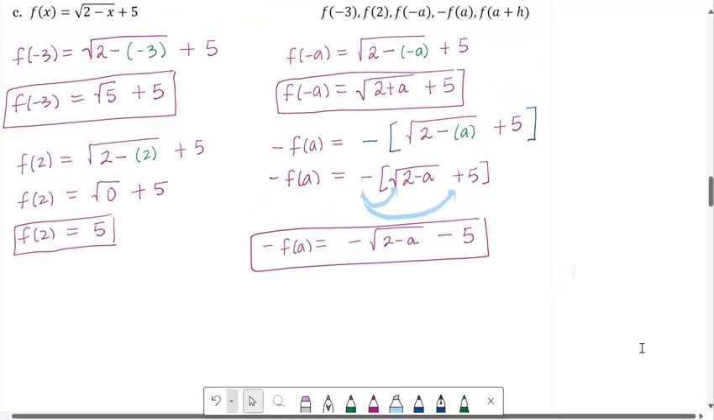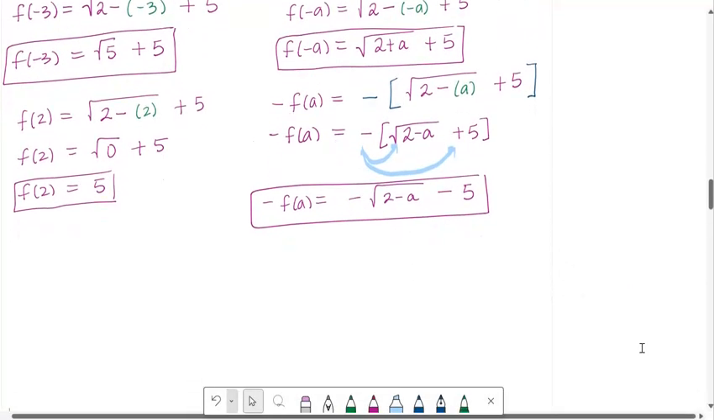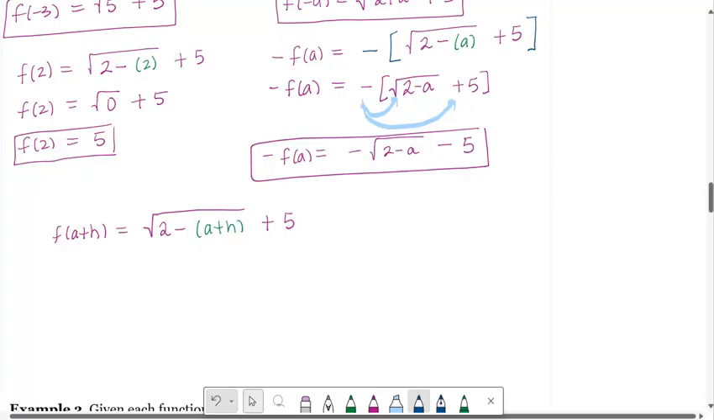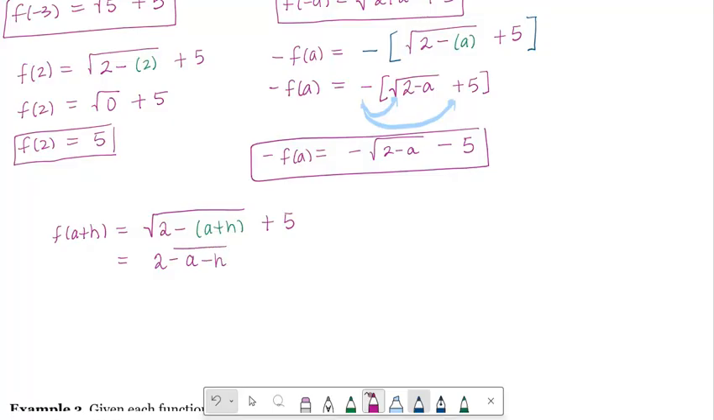And then for our last example, let's do f of a plus h. So I'll have 2 minus a plus h, and then plus 5. 2 minus a minus h, and then plus 5.